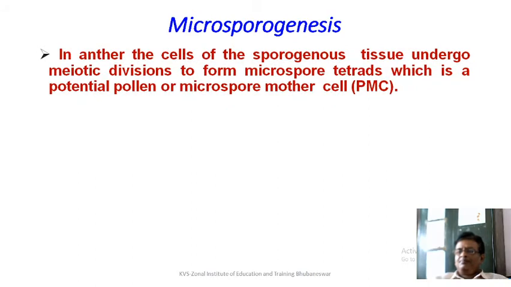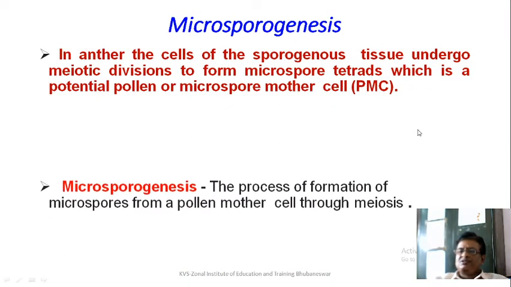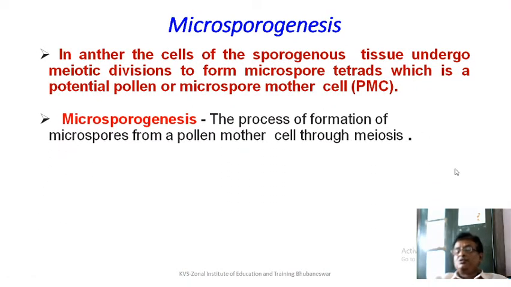In the anther, the cells of the sporogenous tissue undergo meiotic division to form microspore tetrads. The set of four is called a tetrad, which is formed from the potential pollen or microspore mother cell. So the term PMC stands for pollen mother cell.